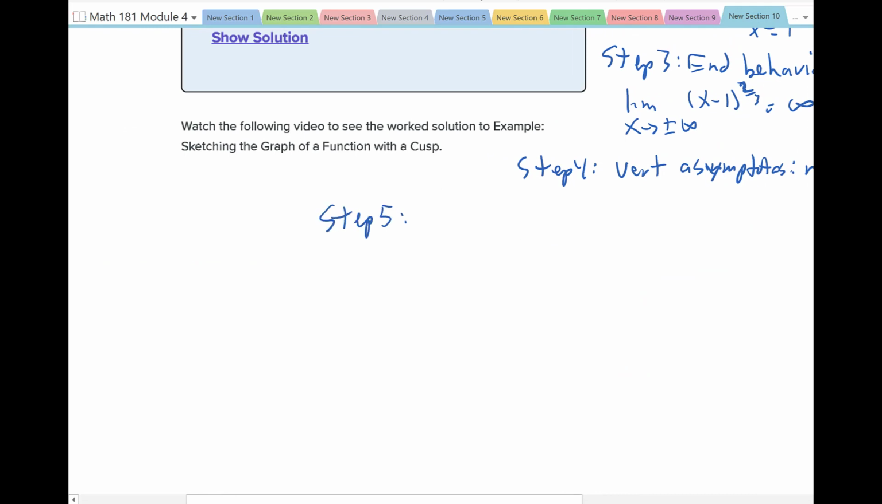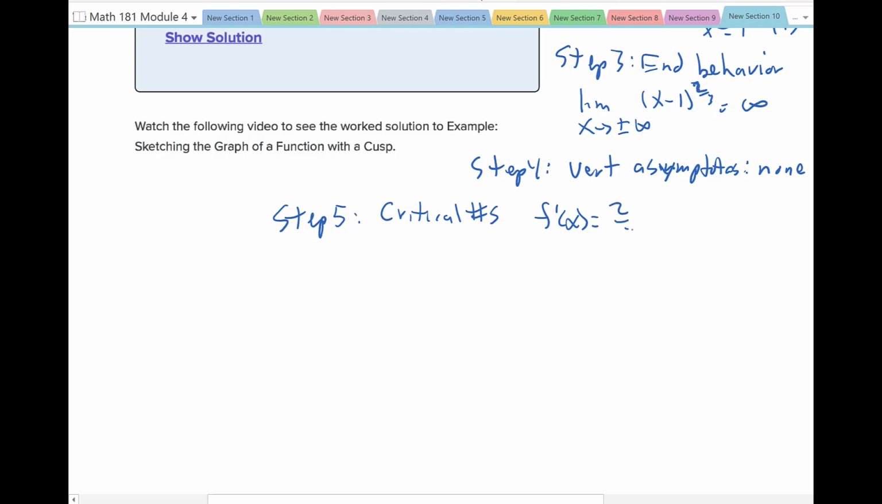We're looking for critical numbers. So we take that first derivative, and that's going to be 2/3 times x minus 1 to the negative 1/3 power, which is 2/3 times the cube root of x minus 1. So if we look at x minus 1, set it equal to 0, x equals 1. That's where the denominator is 0, so that's a critical number.